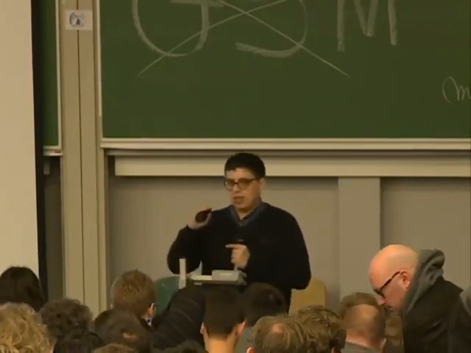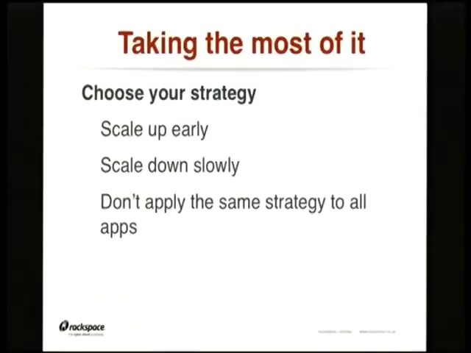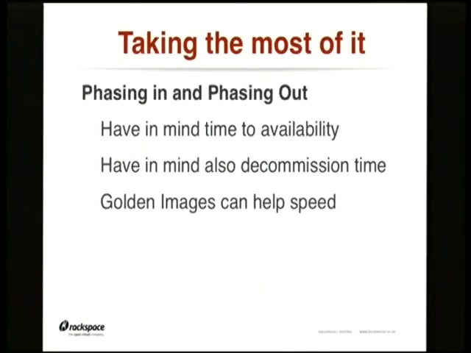So if you scale down slowly, you're able to avoid having to shut down and start services again, because that always has a cost. And also, don't apply the same kind of strategy for all your applications. If you have 5 different applications, you need to review each one of them. Don't use the same for everything, because it's not one-size-fits-all. You need to make sure that your autoscaling fits exactly your application needs. So phasing in and phasing out in autoscaling is very important.